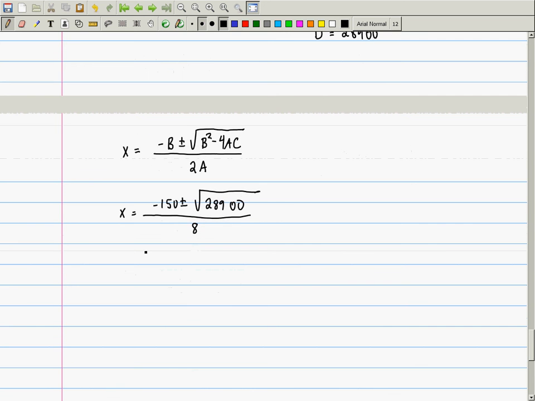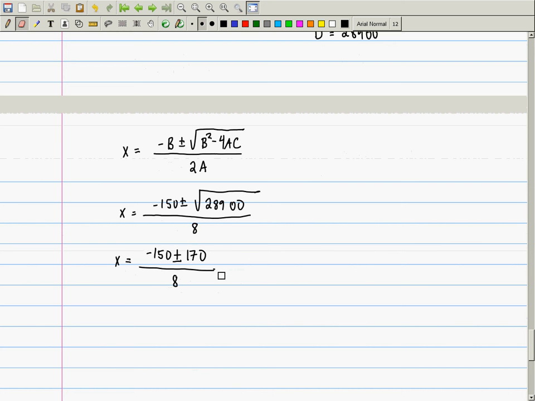So then, what is the square root of 28900? Believe it or not, you should be able to figure this out without a calculator. What is it? Almost 17. 17 with a zero behind it. Because what's 17 squared? 289. And what squared is 100? 10. So the square root of 28900 is 17 times 10, which is 170. So x is negative 150 plus or minus 170, divided by 8.